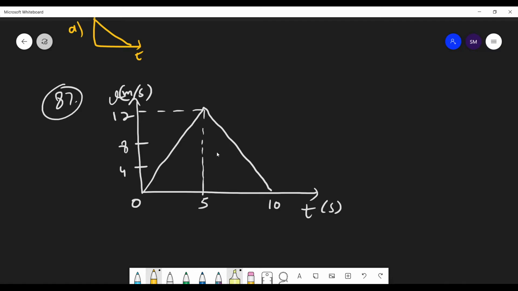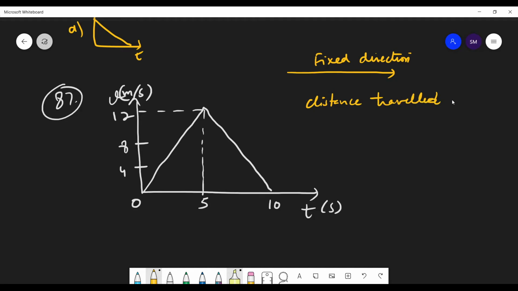Now, the question is, this is the velocity time graph of a body moving along a fixed direction. Students, this is a fixed direction. So in a fixed direction, the distance and the magnitude of displacement is the same. Then how much distance must the body have traveled during the time t equals 0 to t equals 10 seconds? This is the question. Tell me, find out.